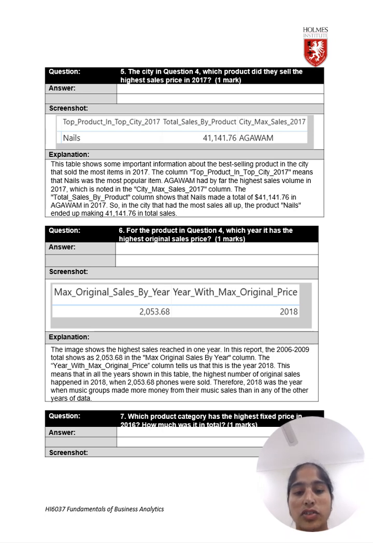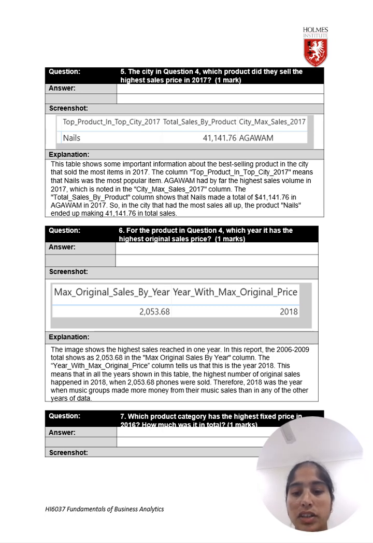Here we attach the screenshot for this one, where the maximum original sale by year is 2053.68 and the year with maximum original price was 2018. The image shows the highest sales reached in one year.